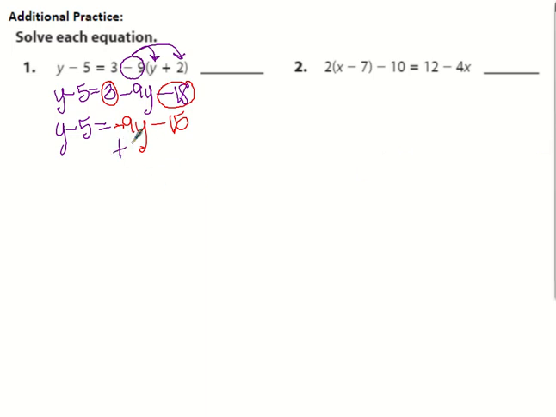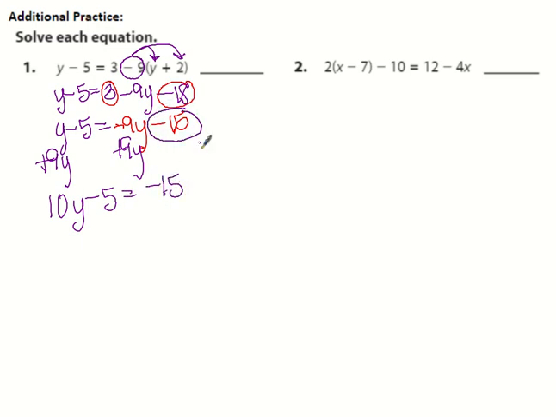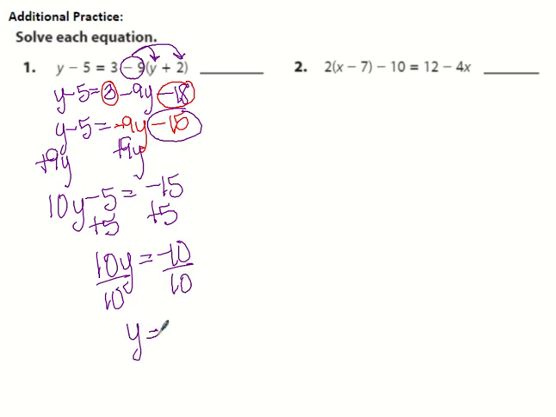Now we're at 7.1. I'm going to go plus 9y. We're going to get 10y minus 5 equals negative 15. Don't lose that negative. So y's, or my variables, went from right to left. I need to go constants left to right. So I'm going to get 10y equals negative 10. Divide by 10. And y equals negative 1.